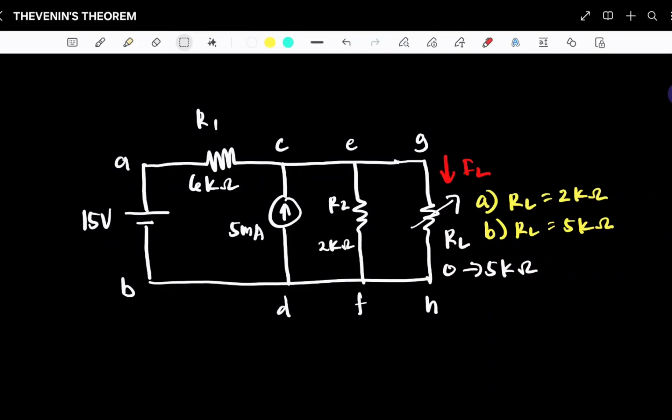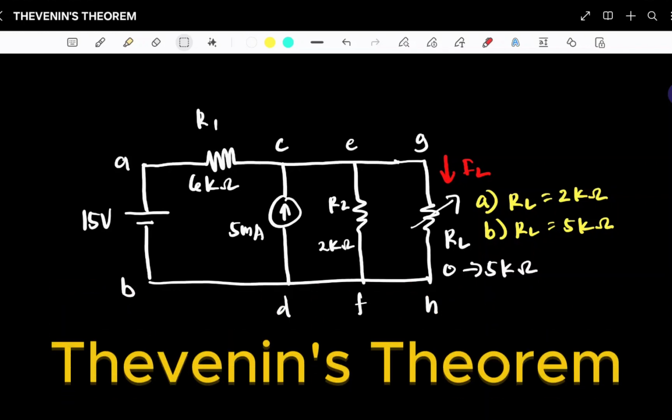In this video, we're diving into Thevenin's theorem, a powerful technique that simplifies complex circuits into a simple equivalent circuit with just a voltage source and a resistor. So stick around as we break it down step by step.